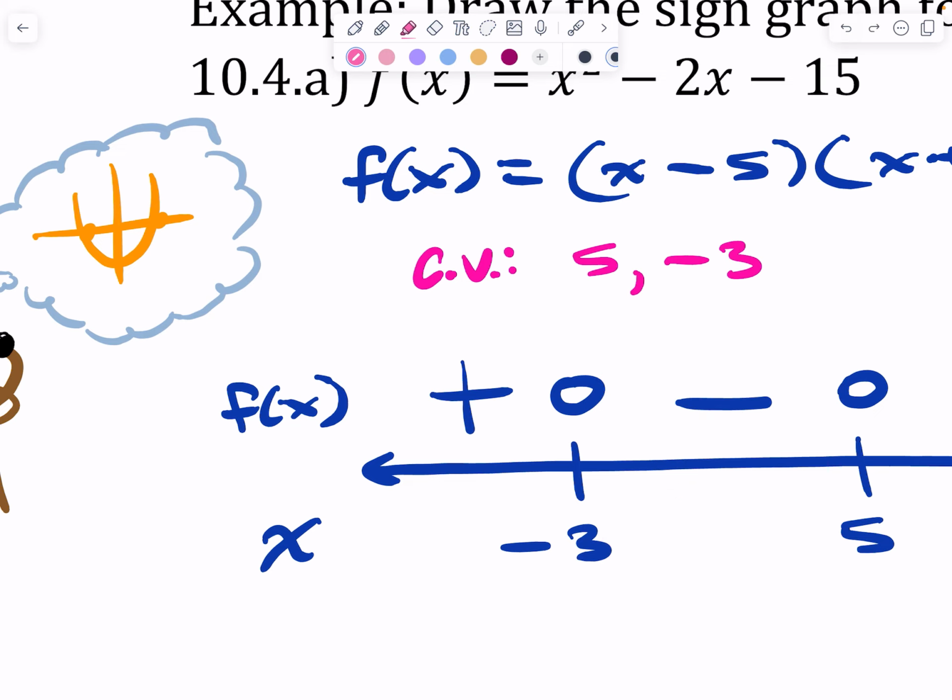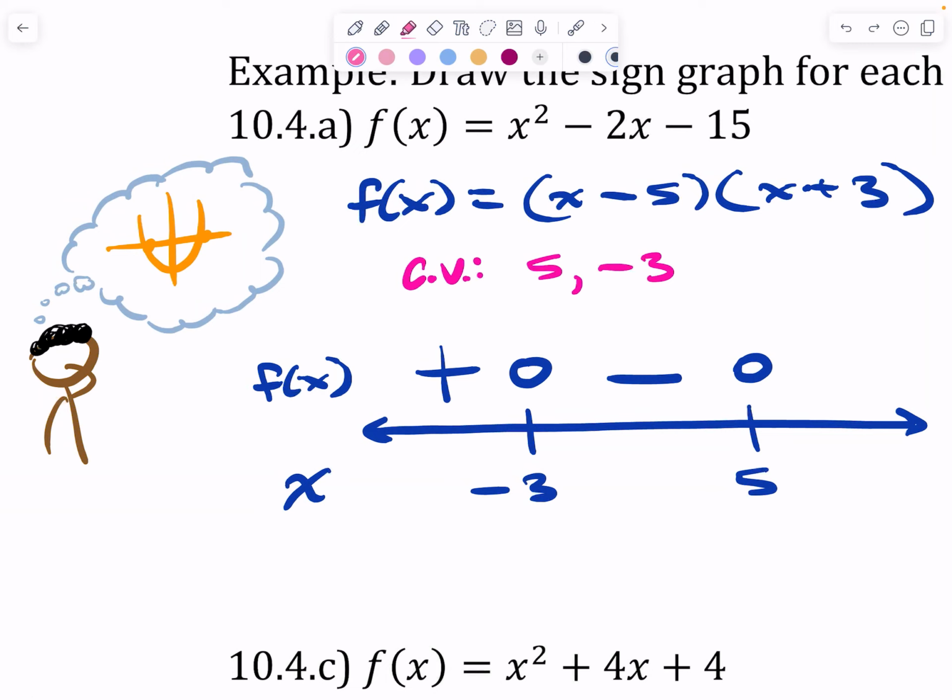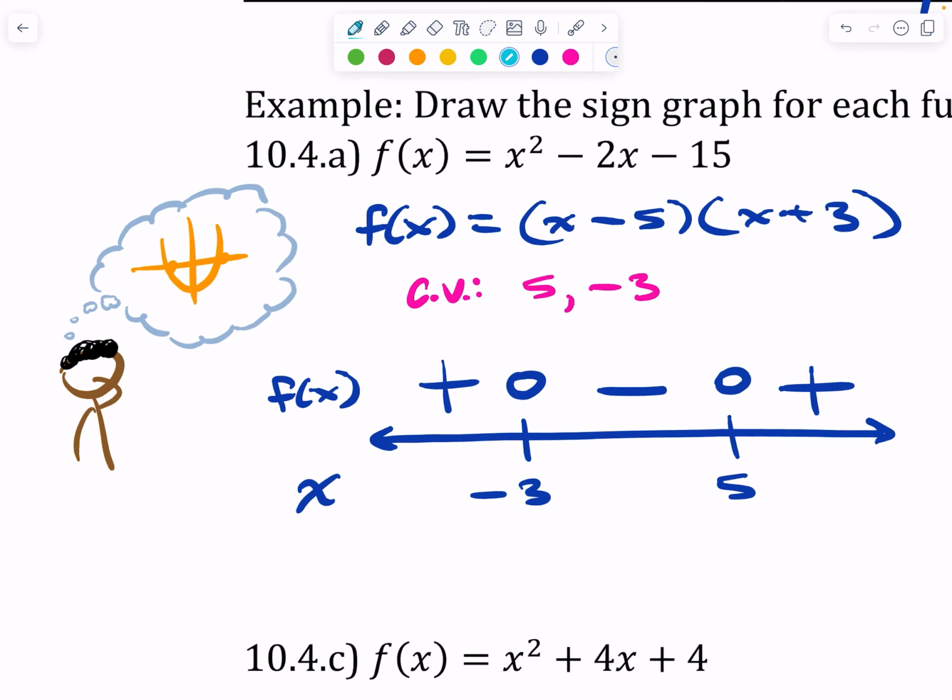And finally, when x is greater than 5, is this positive or negative? We look at this graph again, and we note that there's 5, and to the right of it, y is positive. So f of x will be positive in that span. This is your sign graph, your sign diagram, however you want to phrase it.